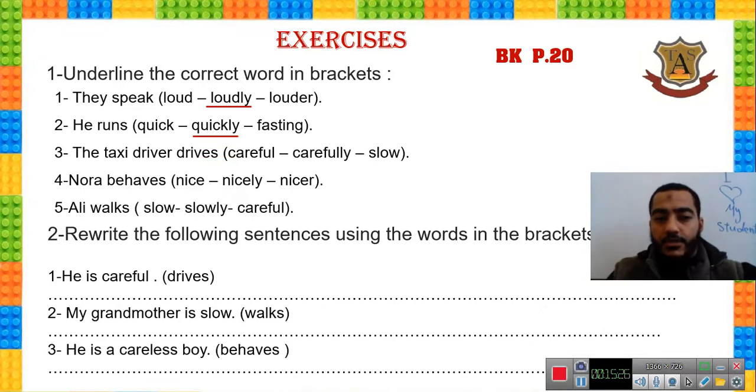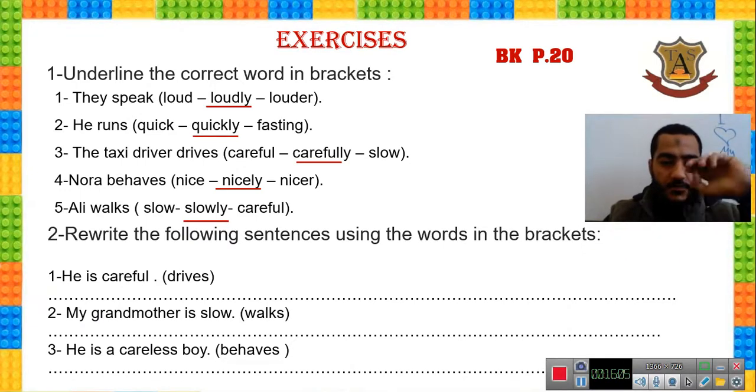The taxi driver drives carefully, slow, carefully. Amazing. Nora behaves nicely, because this is an adverb, and nice and nicer are adjectives. Ali walks slowly, careful. Slowly, amazing, because it describes the word walk, and walk is a verb. Okay, question number two, rewrite. Sorry.